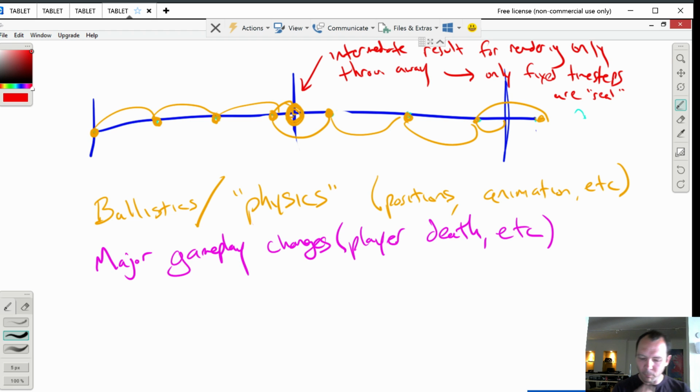Now the problem, if you do this naively, is that you can see really bad stuff. Like, oh, I was running and I was going to jump just in time, but we extrapolated the player into some spikes here, and you see the player die, and then you see him undie the next frame because that result got thrown out, right? To avoid that, what we do is we only do major gameplay events.